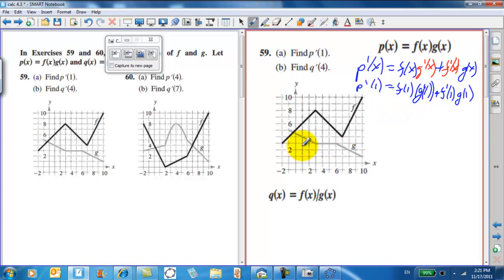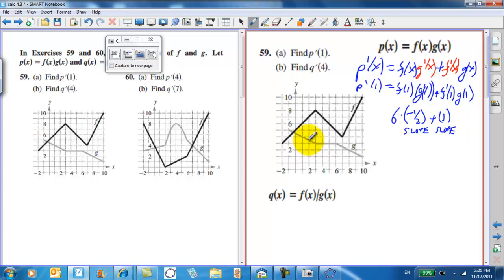f of 1, when we put 1 into the graph, it looks like 6. G prime of 1 is the slope going on here. And at 1, you're going over 4 and down 2, so that's a slope of negative a half. Remember, that's what the derivative is. And luckily, they give us a straight line there. F prime of 1, at 1, f has a slope of 1. It's going over 1 up 1. So again, that's a slope.